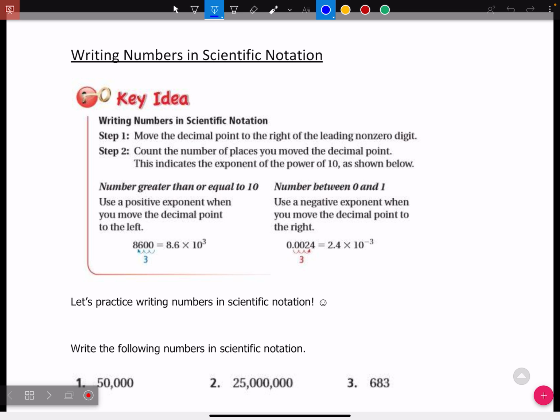Now, it's important to remember that large numbers, big numbers, will have positive exponents, and the really small numbers between 0 and 1 are going to have negative exponents. Again, this isn't always intuitive as far as the direction that you're moving, because depending on how you do these, you may move the opposite direction. So it's more important to recognize that a number that is greater than or equal to 10 is going to have a positive exponent, and a number between 0 and 1, the really small numbers, are going to have negative exponents. Let's take a look at some examples.